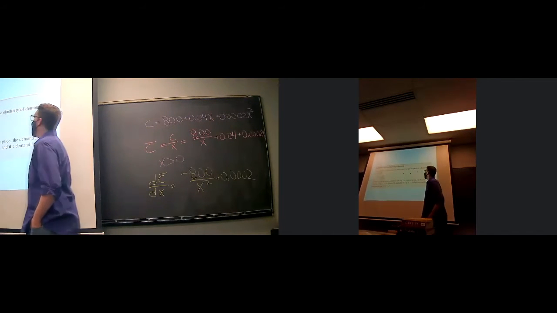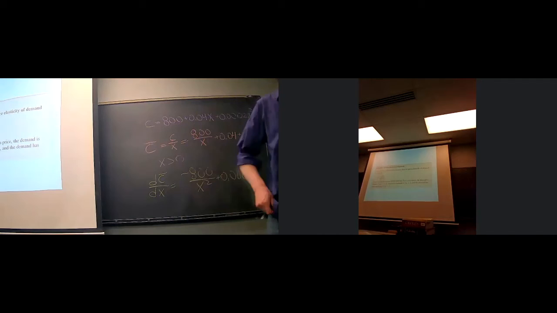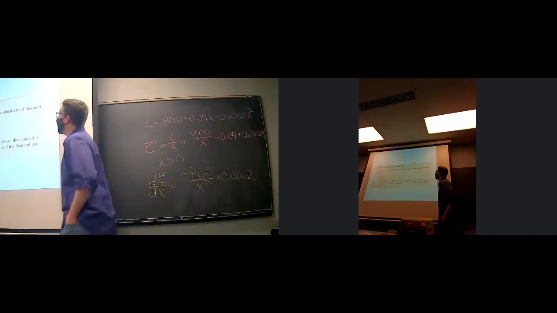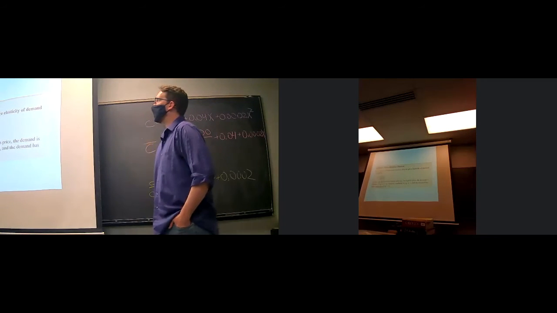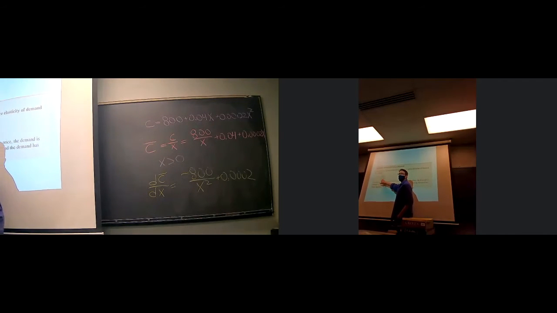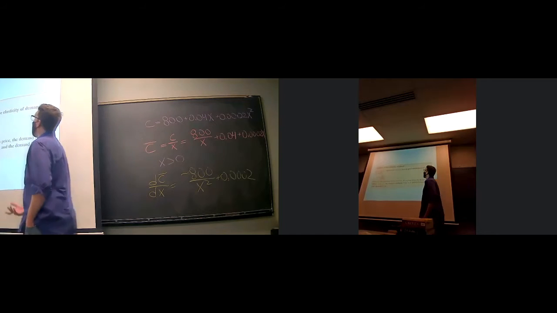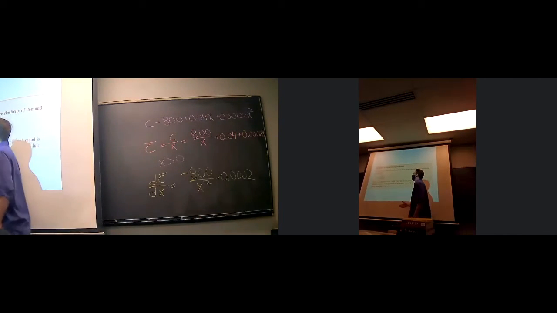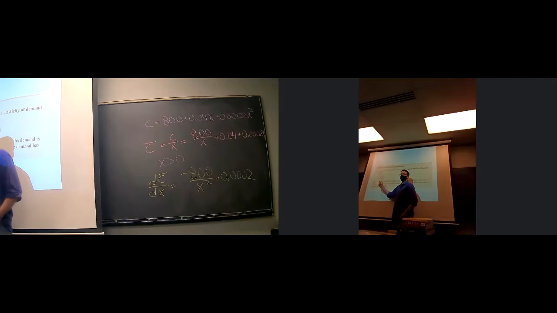We write it with the Greek letter eta, and we say that eta is equal to price divided by x, divided by the derivative of price with respect to x. So x here is demand, right? Everybody cool with that? X is going to be demand, so we have price divided by demand, that thing divided by the derivative of our price function with respect to demand.